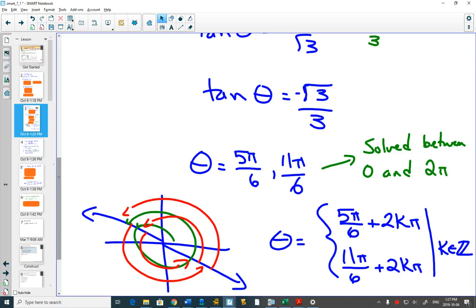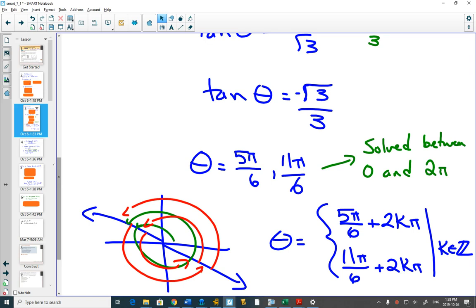So on the diagram off to the side, I've got a picture saying you could get to this one, and then in the green you could go all the way around again, and you'd get there again. You could go all the way around again and get there again. Those would be 5 pi over 6 plus 2k pi. The plus 2k pi lists all the coterminal angles with 5 pi over 6.